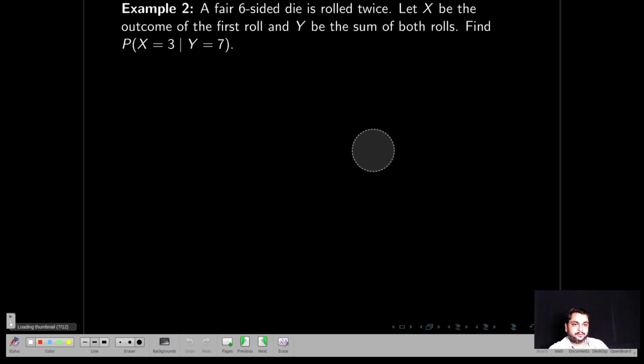Next, one more example. A fair six-sided die is rolled twice. Okay, a die is rolled twice here, roll 1 and roll 2. Let x be the outcome of the first roll, let us represent it by x, and y be the sum of the rolls. Okay, so let us say the y value is given as the sum of the rolls.